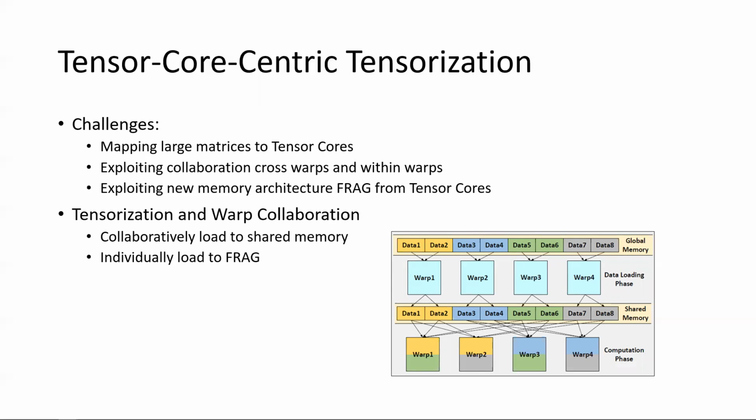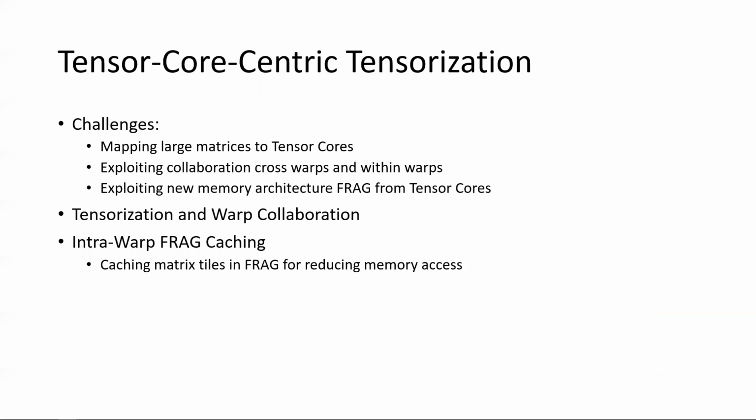The first is the data loading phase. The second is the computation phase. In the data loading phase, all the warps collaboratively load data from global memory to the shared memory. Then in the computation phase, each warp will individually load data from shared memory to fragment. In this way, we can reduce the memory access from the global memory and achieve speed up.